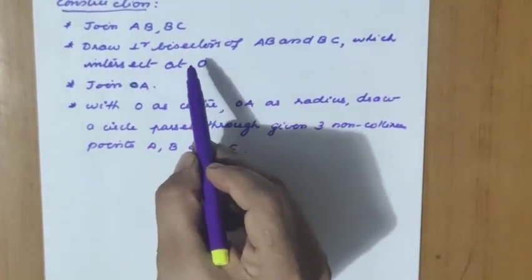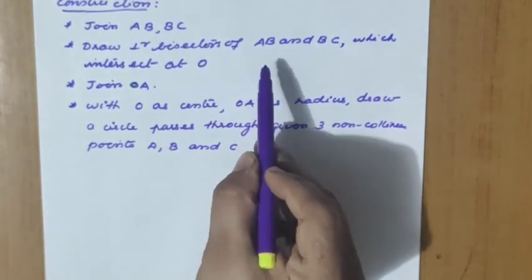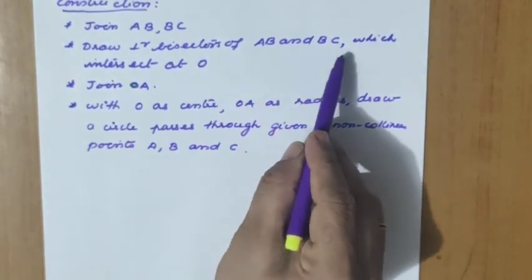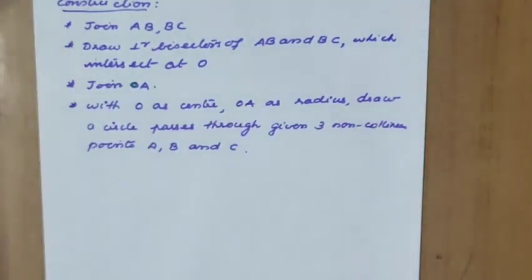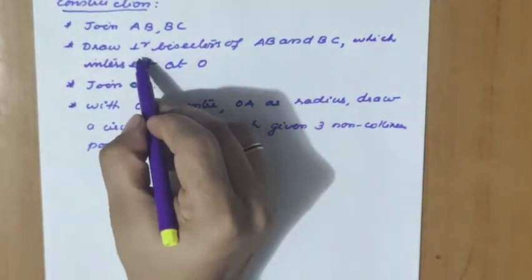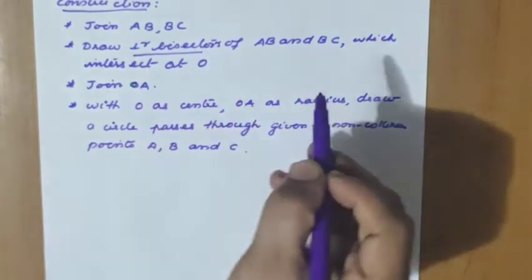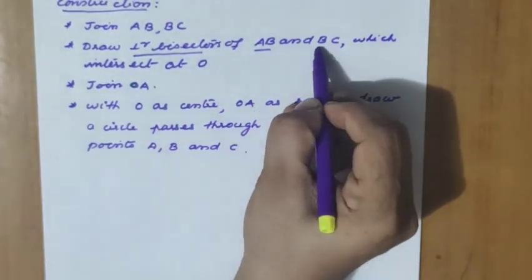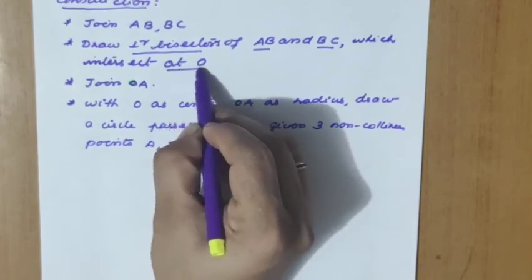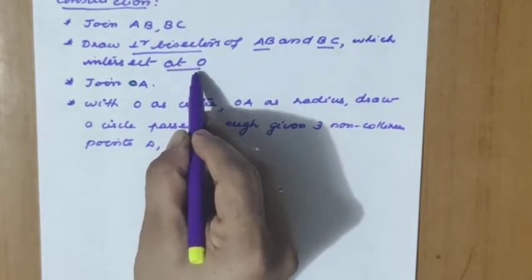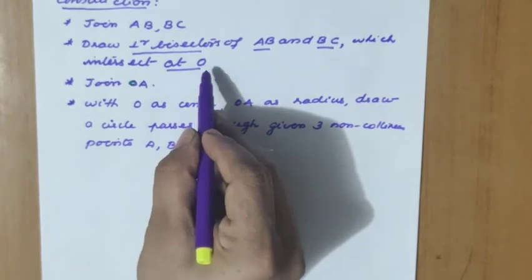Now what is the next step? Draw the perpendicular bisectors of AB and BC which intersect at O. Join OA. So what do we have to do here? The perpendicular bisector of AB and BC. If you draw the two perpendicular bisectors, we can see that they meet at one point. We are marking that one point as O.